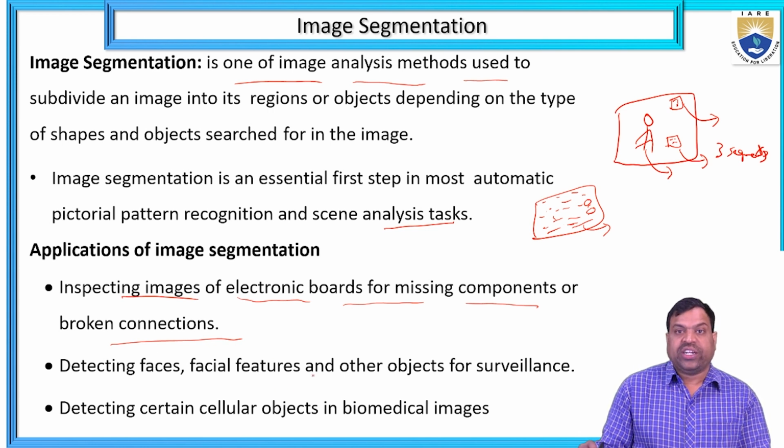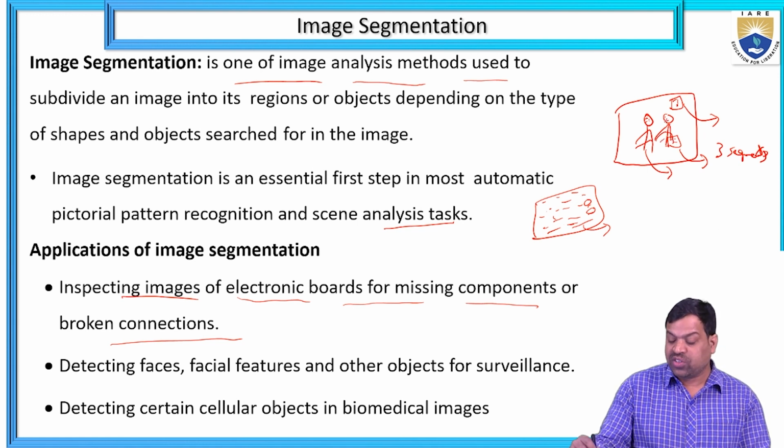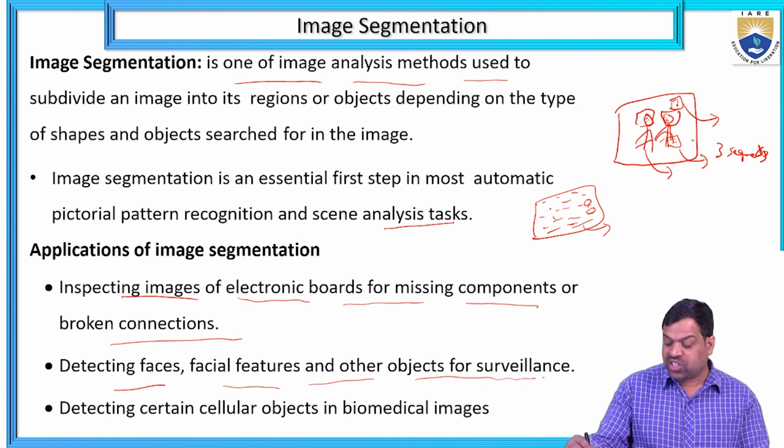Detecting faces, facial features and other objects for surveillance, detecting certain cellular objects in biomedical images. Detecting faces: suppose one image is there, and another person is there. So how many persons are there? How many objects are there? Here 2 persons are there. How is it possible? We are capturing the faces. So detecting faces and facial features and other objects for surveillance.